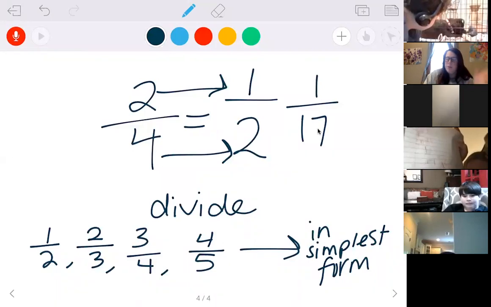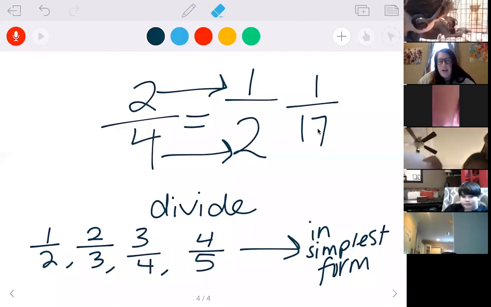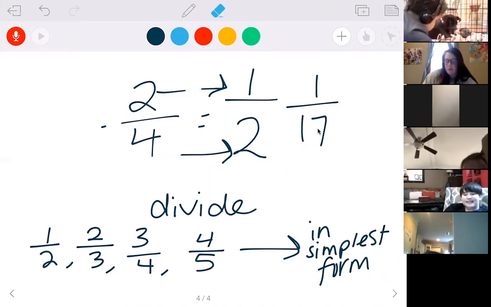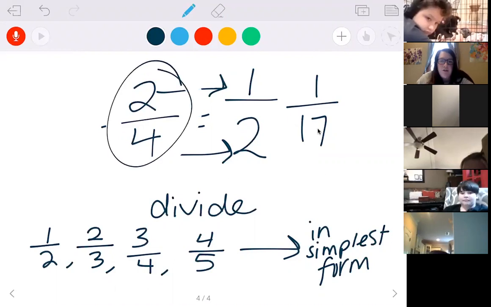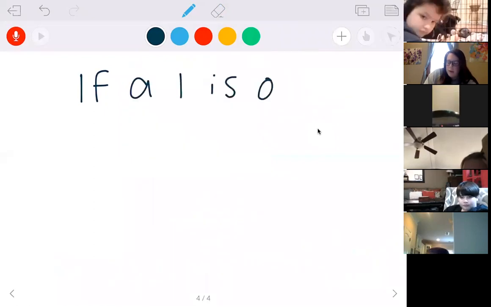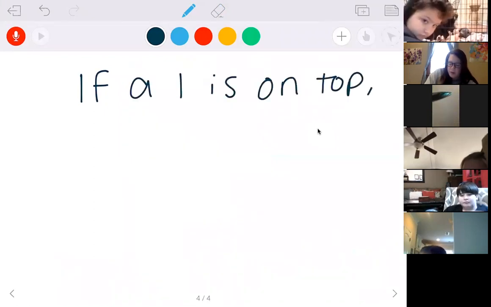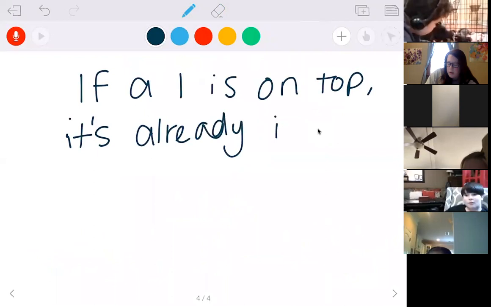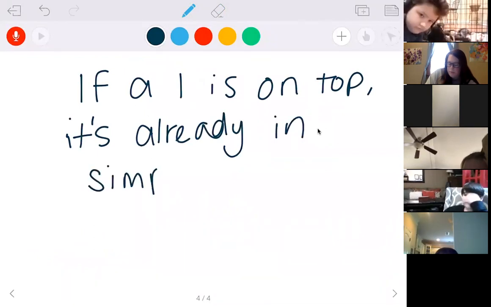Like I said before, this is super, super important, because in 5th grade, if you don't have your fractions in simplest form, it's wrong. So if next year you're adding fractions and you leave 2/4, it's going to be wrong because you didn't simplify it. So let me give you another little note to write down. If a 1 is on top, it's already in simplest form.